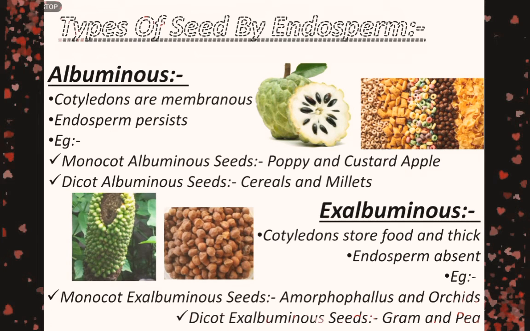Ex-albuminous: cotyledons store food and are thick. Endosperm is absent, that's why we call it ex-albuminous. So examples: monocot ex-albuminous seeds are Amorphophallus and orchids. Dicot ex-albuminous seeds are gram and pea.